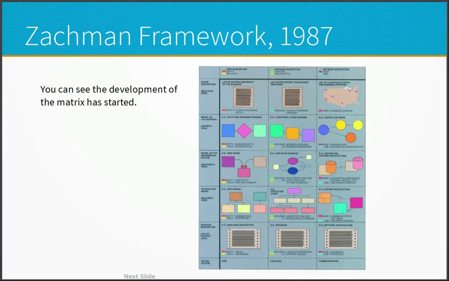This is the Zachman framework in 1987 before it was actually called the Zachman framework. According to the creators, the information systems architecture was designed to be a classification schema for organizing architecture models.